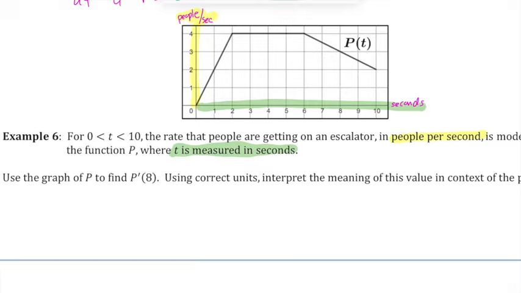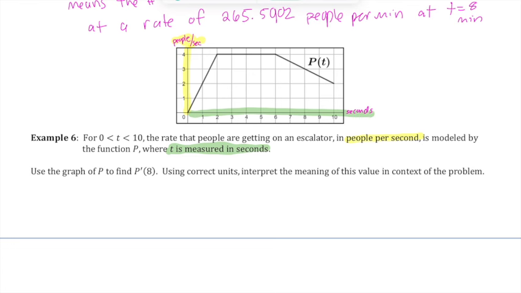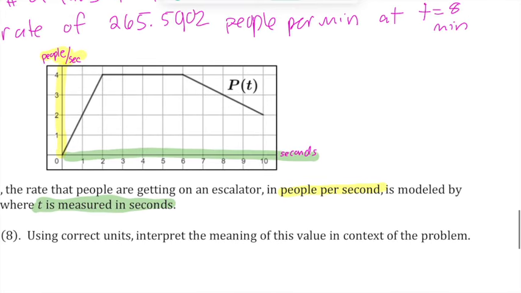So, for example, this is at time equals 3. What is that? At 3 seconds, there are 4 people per second getting on the escalator. Right? At 7 seconds, there is 3.5 people getting off the escalator because it is going down. Okay, so the question asks, use to find P of 8 and interpret the meaning. So P of 8. So if I go over to 8, I go up.